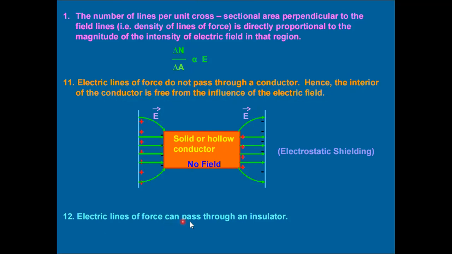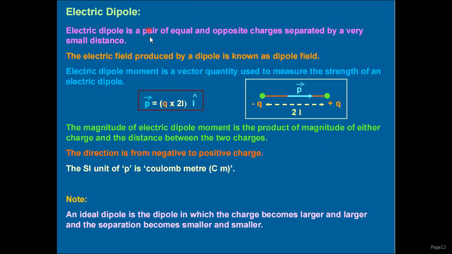So electric lines of force can pass through an insulator. You have to remember that electric lines of force can pass through an insulator, but they cannot pass through a conductor. So, what is an electric dipole? It is very important for you.